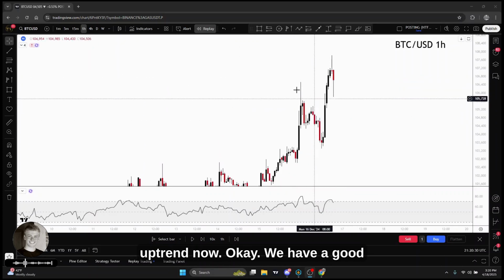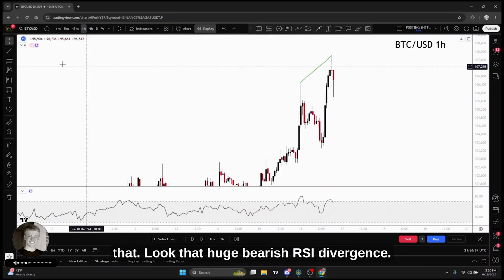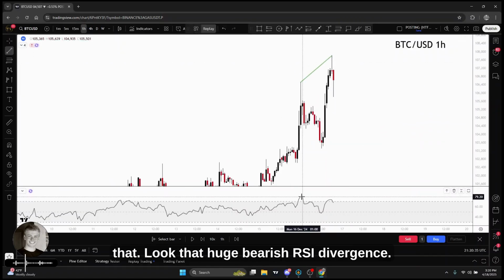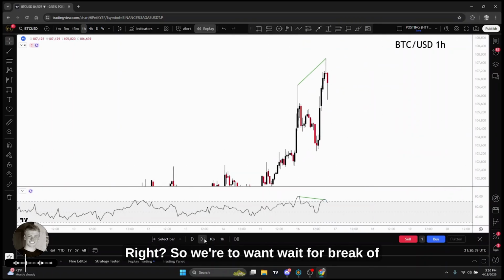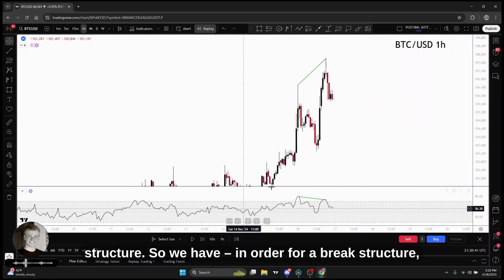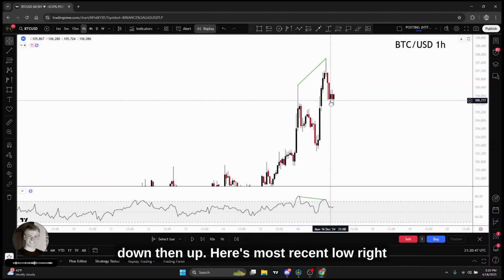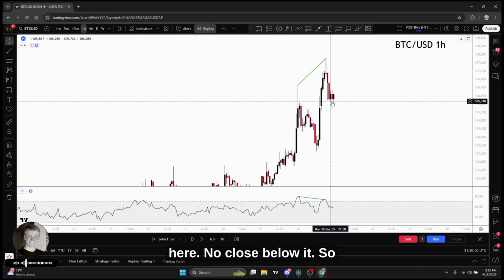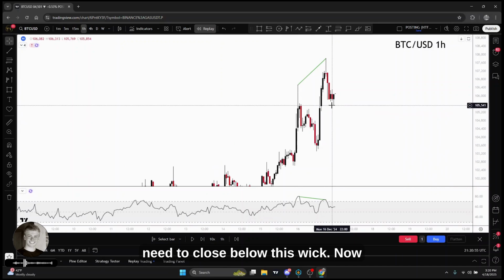Okay, we have a good RSI divergence right here. Look at that huge bearish RSI divergence, right? So we're going to want to wait for a break of structure. In order for a break of structure, we need to close below the most recent low. So down then up, here's our most recent low, right here, no close below it. So now this is our most recent low. Right here, we need to close below this wick.